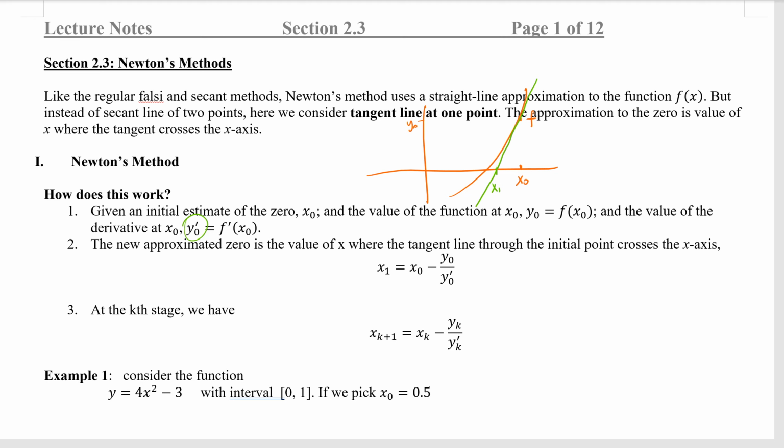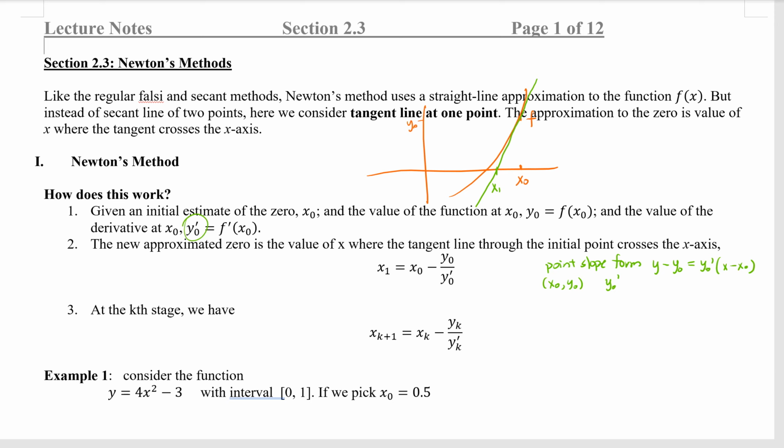So this is the tangent line through the initial point x0, y0, and let's find out what it is. Remember we have the point-slope form. Here, what is the point? The point is x0, y0. The slope is y0 prime. So the point-slope form is y minus y0 equals y0 prime times x minus x0.